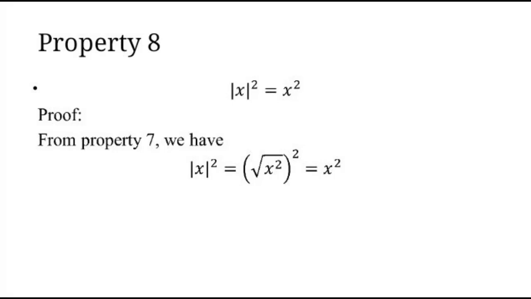Let's take x as -3. -3 squared is 9. The absolute value of 9 is 9. So, whether we square the number first and then take the absolute value, or take the absolute value first and then square it, the result is the same. Therefore, the absolute value of x squared is equal to x squared.